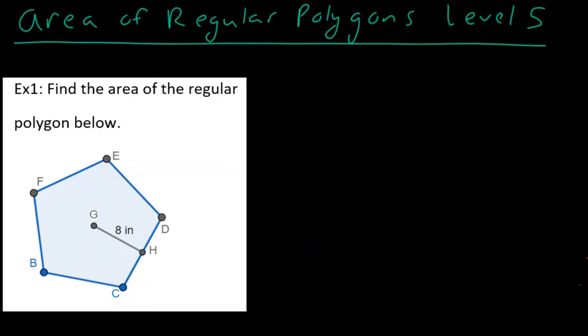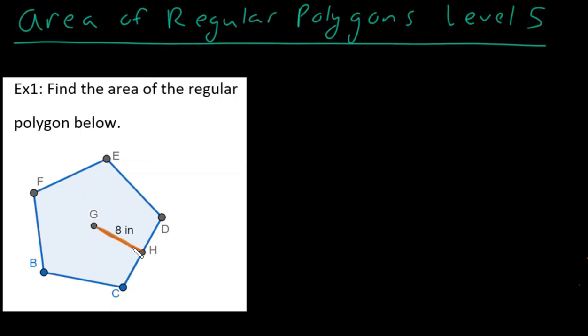Alright, and welcome to Area of Regular Polygons, Level 5. Now, in our very first example, we want to find the area of the regular polygon below. However, what's different about this one is that instead of being given the side length, we're actually given the apothem.